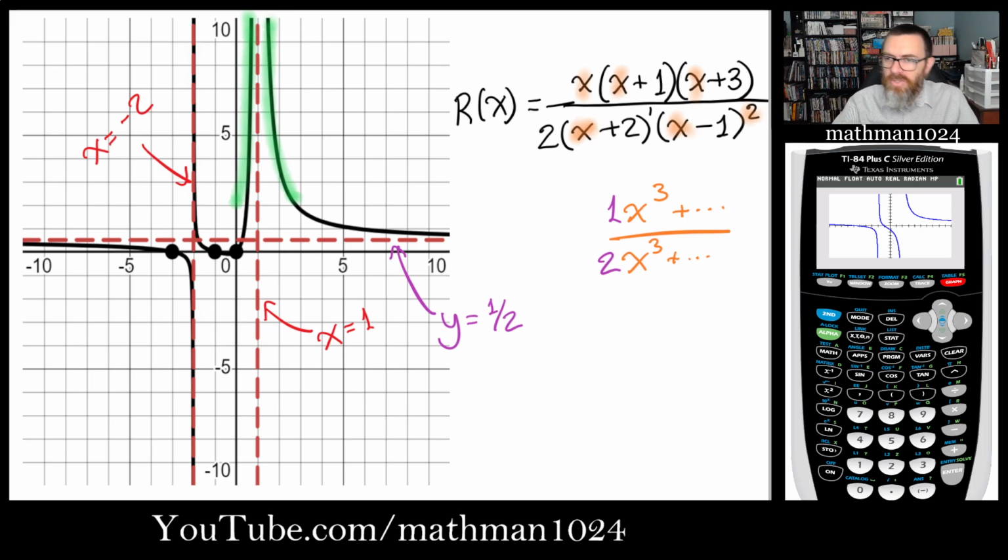Okay, and let's just go over here and graph that and see if that is correct. So big parentheses, x times x plus 1, close it, times x plus 3, close the factor, close the numerator, divided by big parentheses for the denominator. That's 2 times x plus 2 times x minus 1 squared. Let's see how we do.